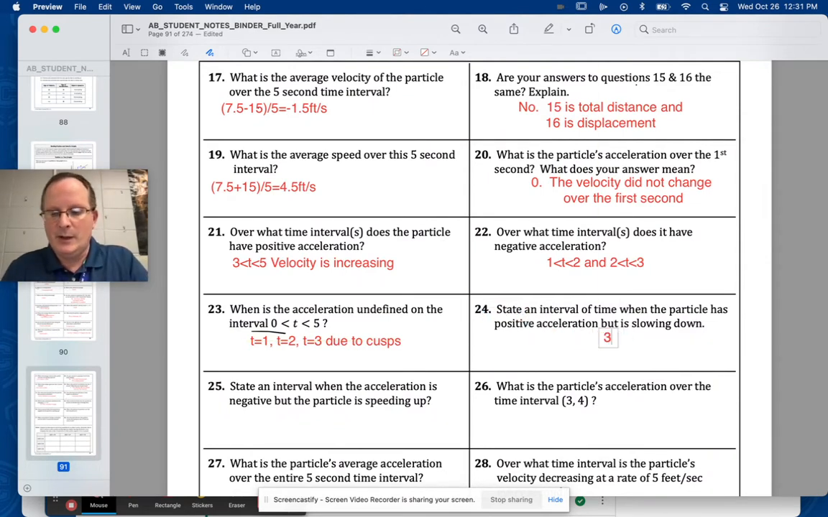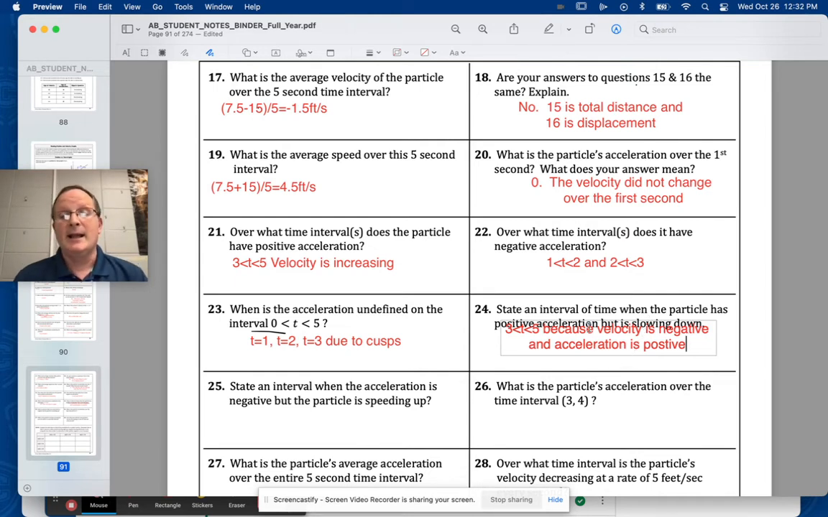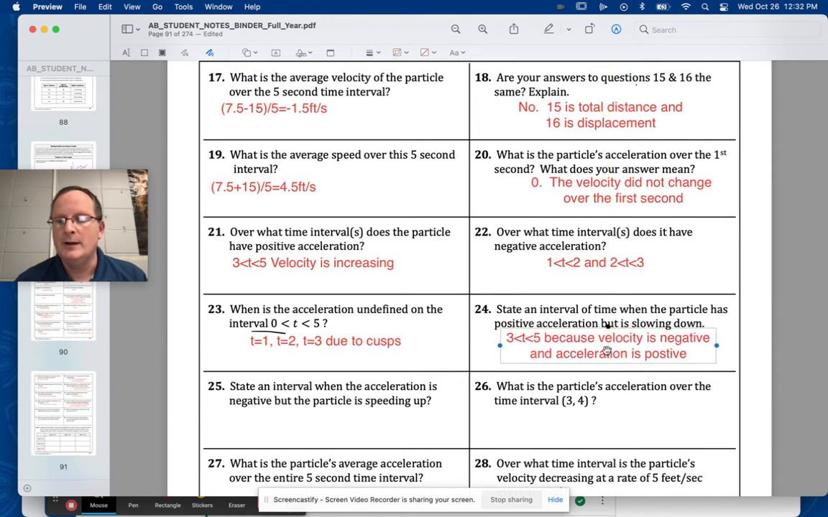From 3 to 5, because velocity is negative and acceleration is positive. Another way to think about that is you're moving to the left, but you're being pushed to the right, and so that's slowing you down.